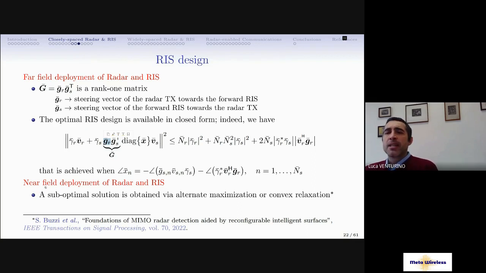When we are in a near field deployment, a closed form expression does not appear to exist. So here we can solve the problem at hand in several suboptimal ways. For example, we can do an alternate maximization over the search variables. And in this case, you can verify that each subproblem admits a closed form solution. Or we can have a convex relaxation, which can be solved by standard numerical tools. I won't bother you with these technical details that you can find in our paper, which is mentioned at the bottom of this slide.